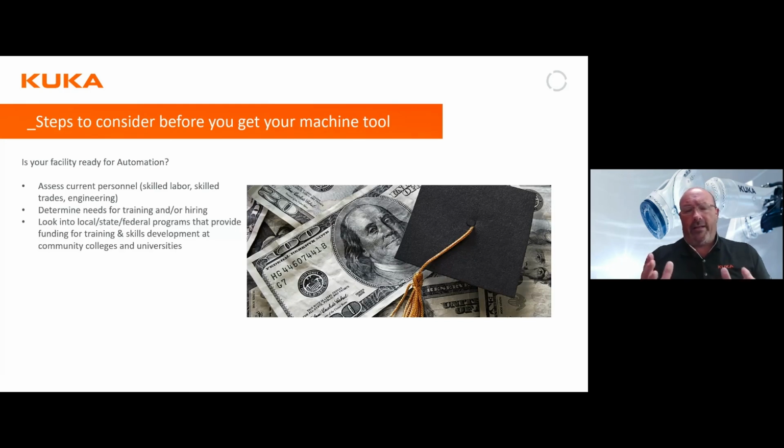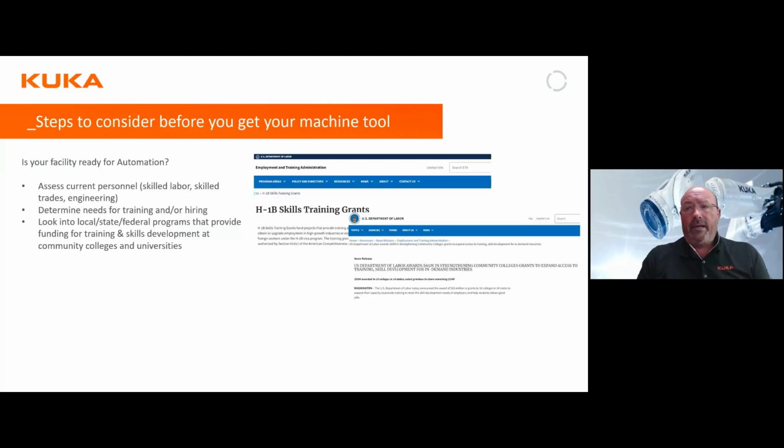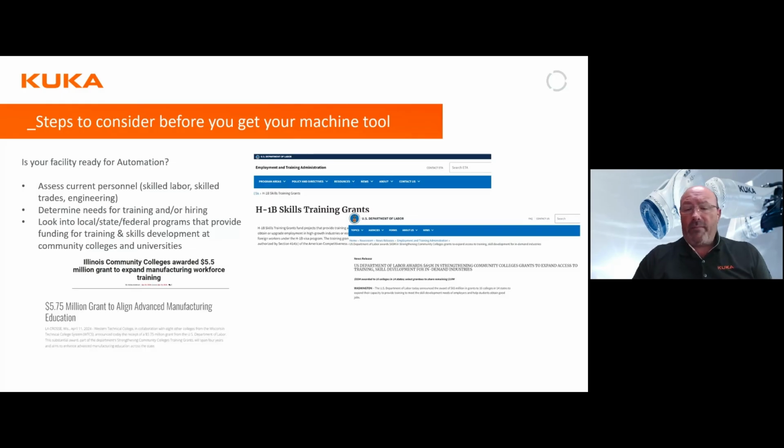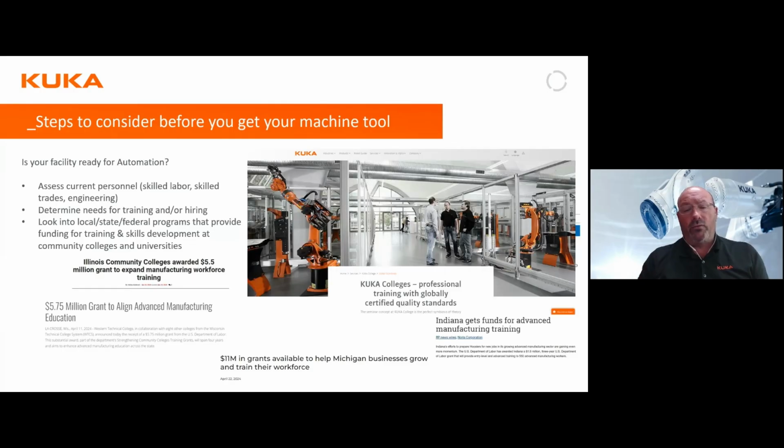And when it comes to training, there is no shortage of funds and programs available at the local, state, and federal levels to get your employees trained up to the demands of advanced automation and robotics. Depending on your needs, training programs are offered by local community colleges, as well as through robot OEMs like KUKA. The majority of robot manufacturers will have colleges and training facilities integrated to their headquarters.